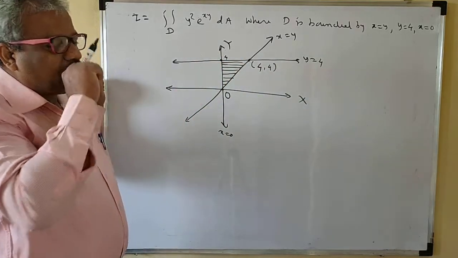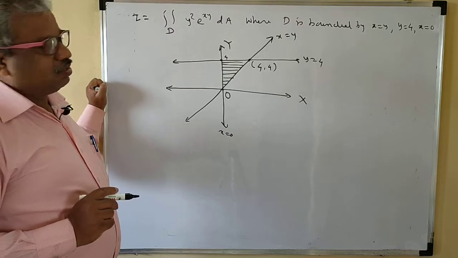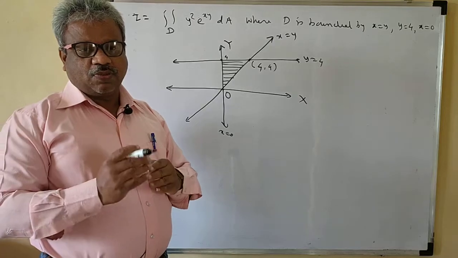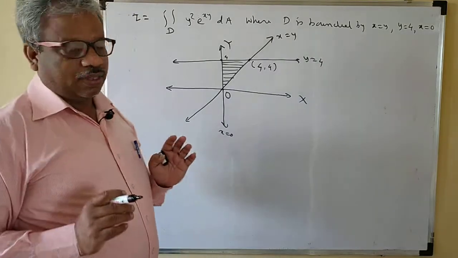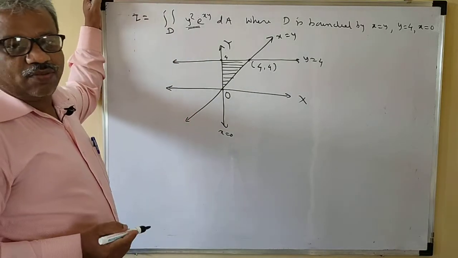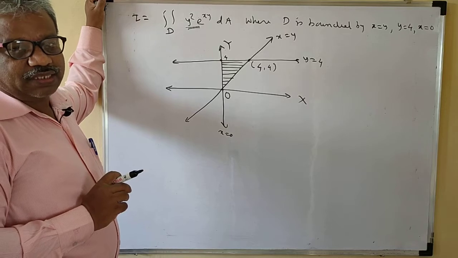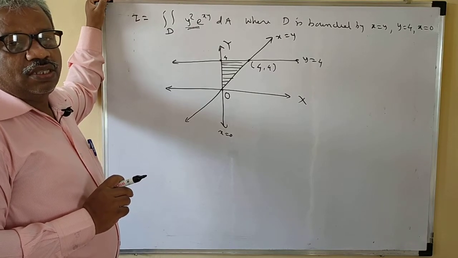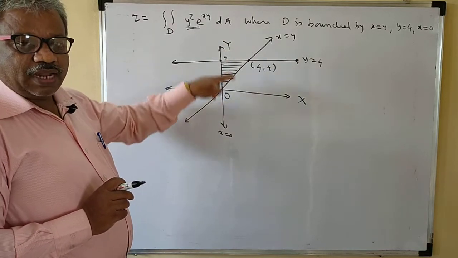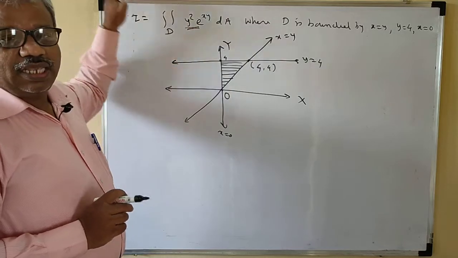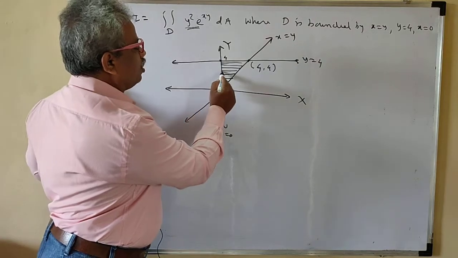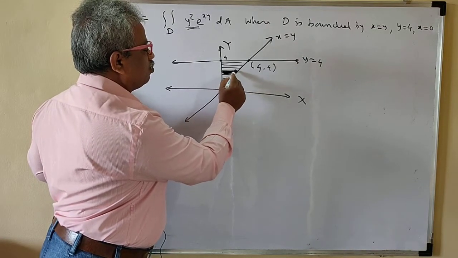But here you have to draw the strip parallel to x-axis or parallel to y-axis. If there is a region, then one of them is a function, that means the limit of x is a function of y or the limit of y is a function of x. So before drawing the strip, just look at your function. Your function is not easily integrable with respect to y, so don't draw the strip parallel to the y-axis. This function is easily integrable with respect to x, so we will draw the strip parallel to the x-axis.